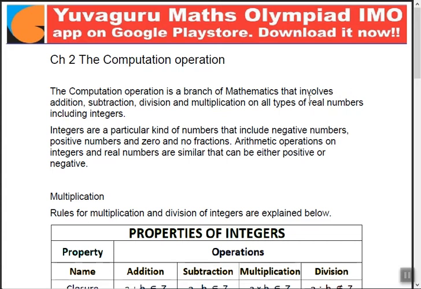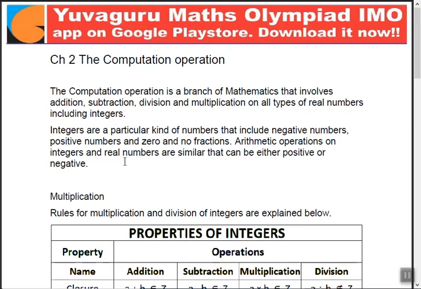So what are real numbers? There are two types of numbers, real and imaginary. We study generally real numbers up to 10th, and here you will be having only integers, not even other real numbers. So let's focus on integers. Integers are a particular kind of numbers that include negative numbers, positive numbers and zero and no fraction. This is important, no fraction.